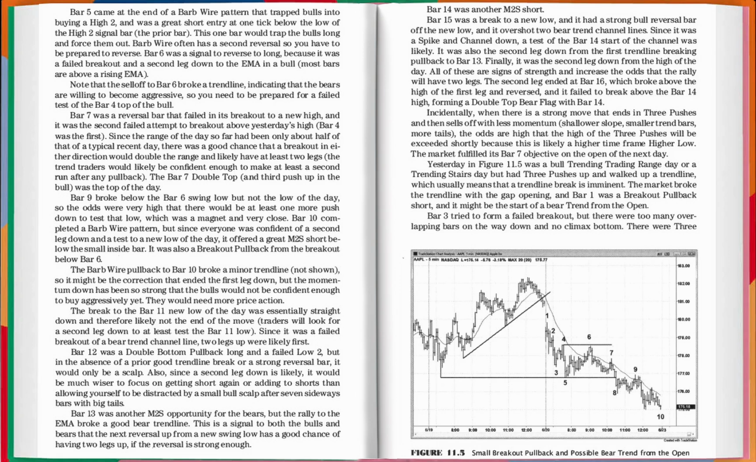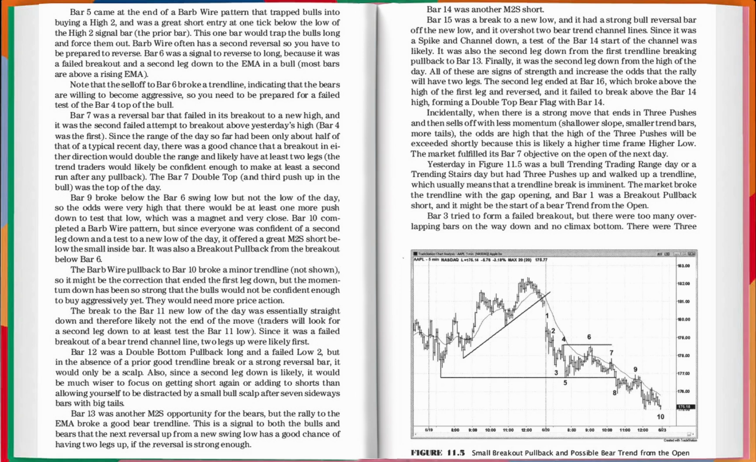The Bar 7 double top and third push-up in the bull was the top of the day. Bar 9 broke below the Bar 6 swing low but not the low of the day, so the odds were very high that there would be at least 1 more push down to test that low, which was a magnet and very close. Bar 10 completed a barbed wire pattern, but since everyone was confident of a second leg down and a test to a new low of the day, it offered a great M2S short below the small inside bar. It was also a breakout pullback from the breakout below Bar 6.